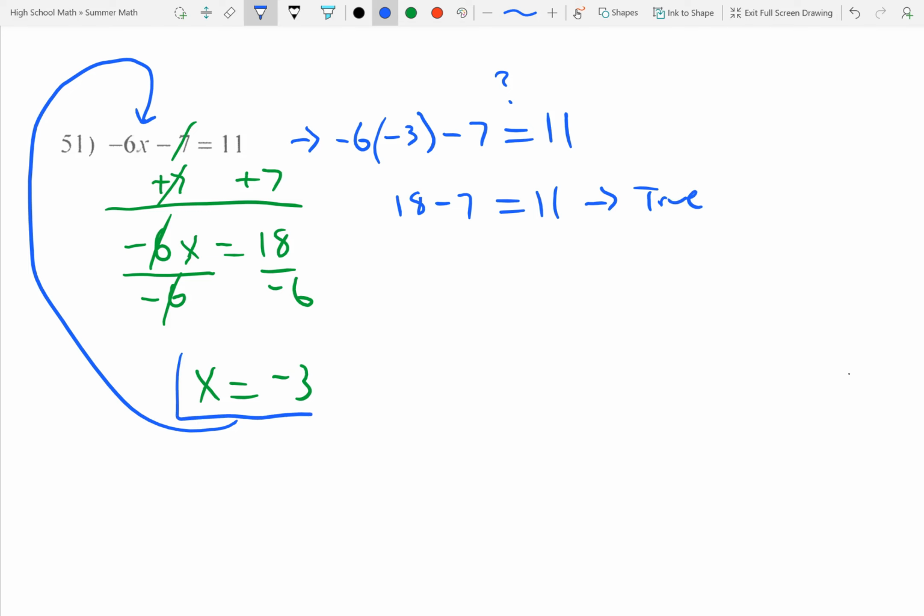So we know x equals negative 3 is a solution. It is a value of the variable that makes the statement true. That concludes this video.